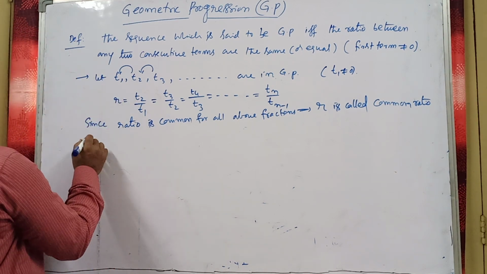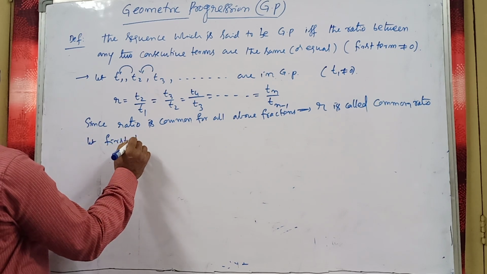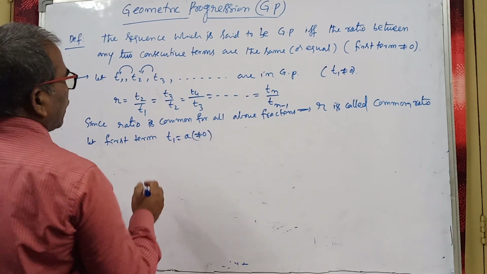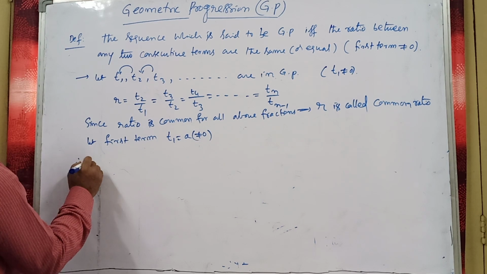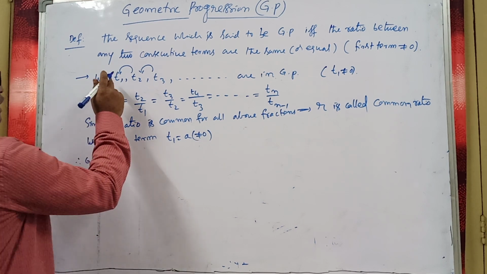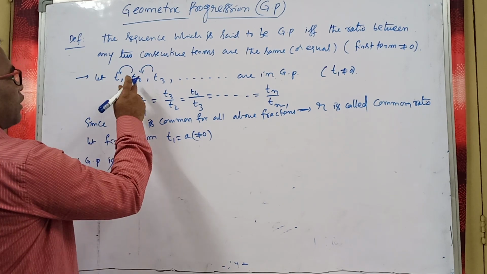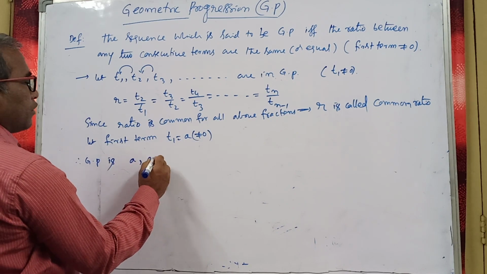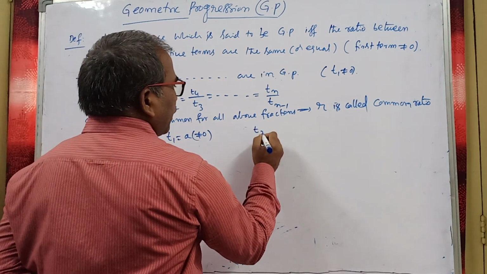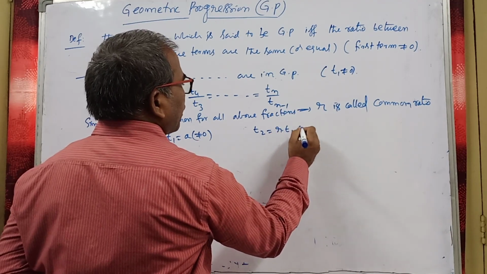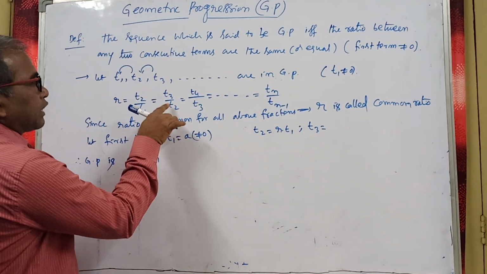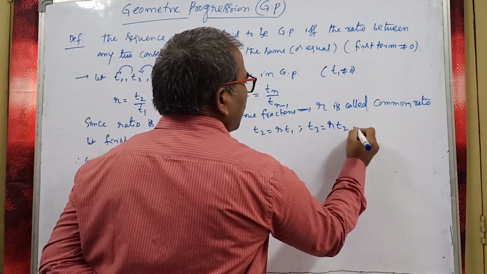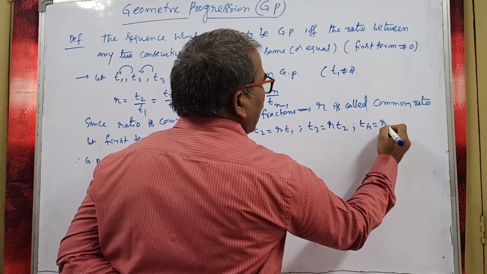So let the first term T1 be A, not equal to 0. Then the GP has first term A. T2 means what? T2 is equal to T1 into R, and T1 is A. T3 is equal to T2 into R, so R into T2. Similarly T4 is equal to R into T3.